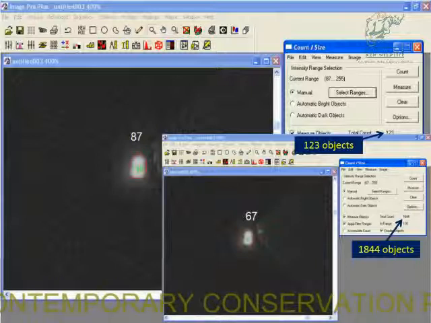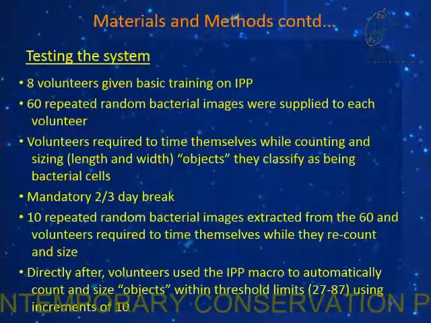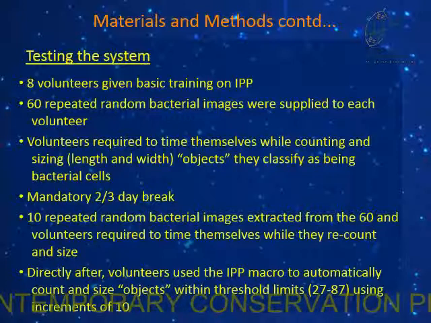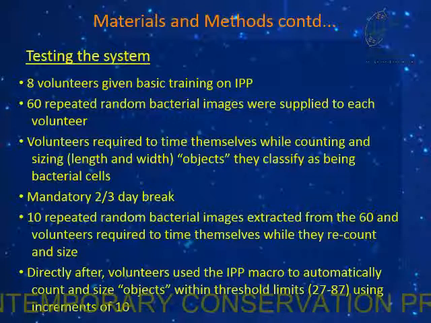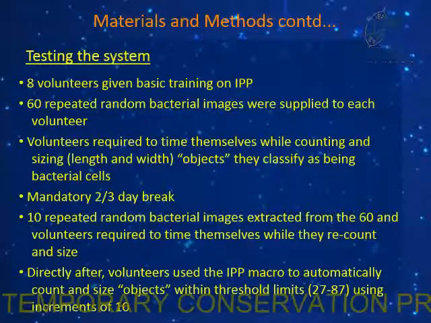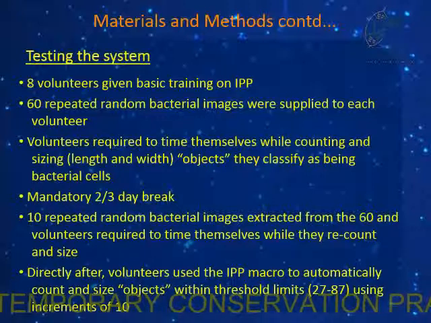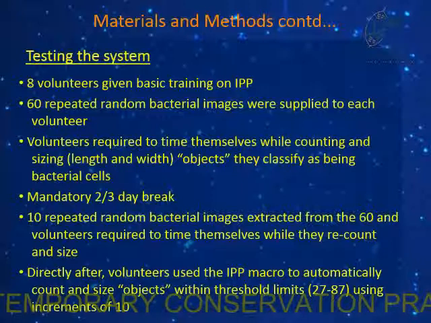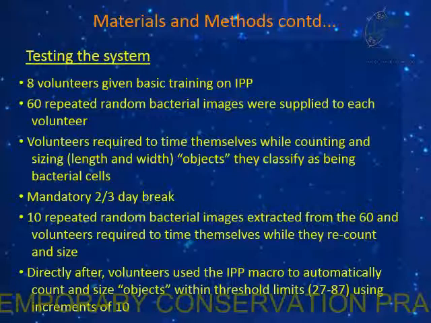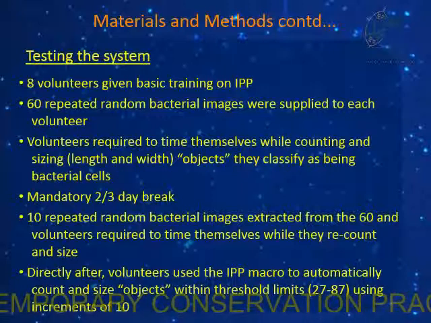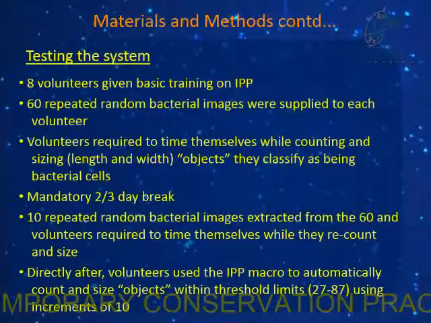So how we actually tested the system, we got 8 volunteers, and we gave them each 60 repeated random bacterial images from all my time doing this. We trained them up on how to manually analyze the data. So they sat there and they manually measured the lengths and the widths of every object that they deemed a bacterial cell. After this, they got a 2 to 3 day break. And again, from the original pool of 60, we gave them 10 images, which they recounted to test their accuracy and their reproducibility. Directly after this, we ran them through how to work the actual macro and Image Pro Plus, and they ran the original 60 again.